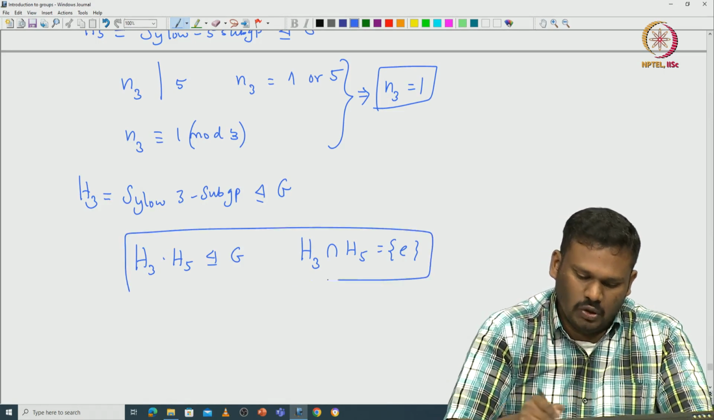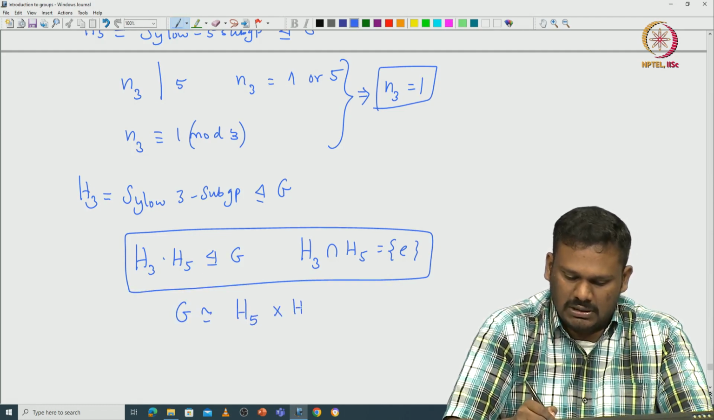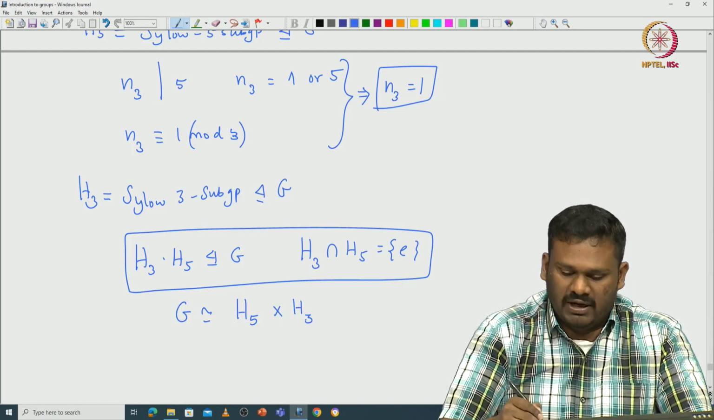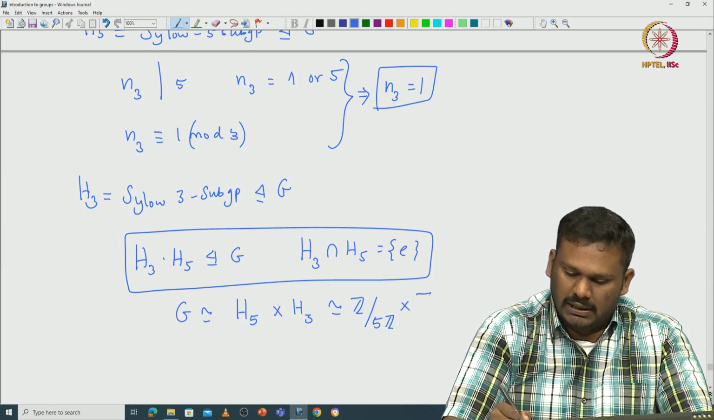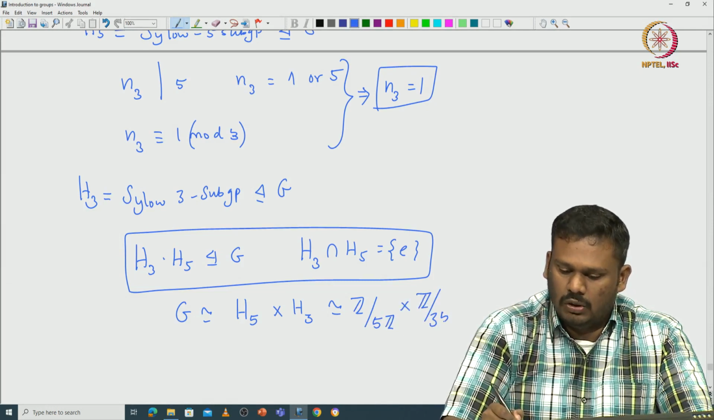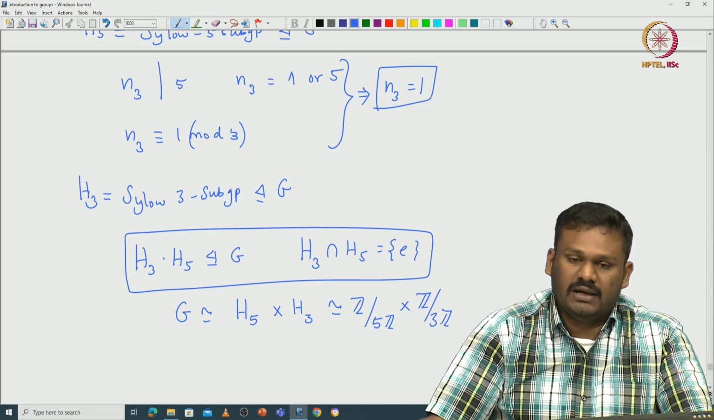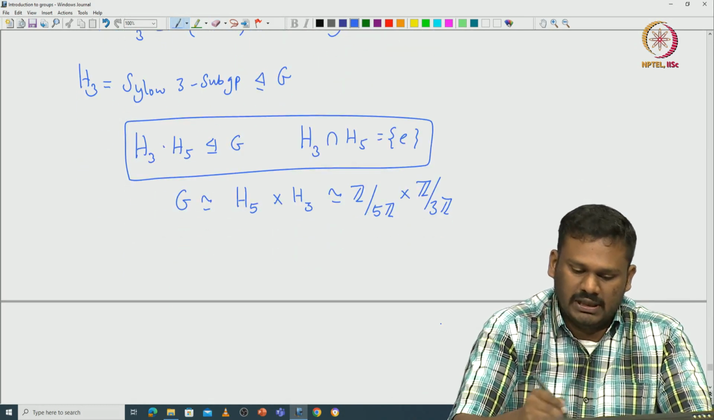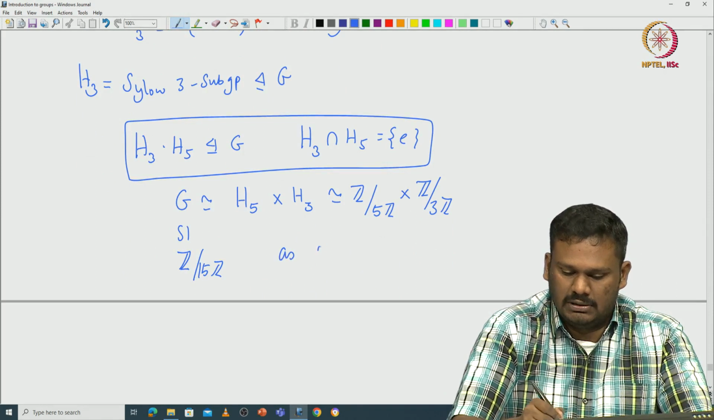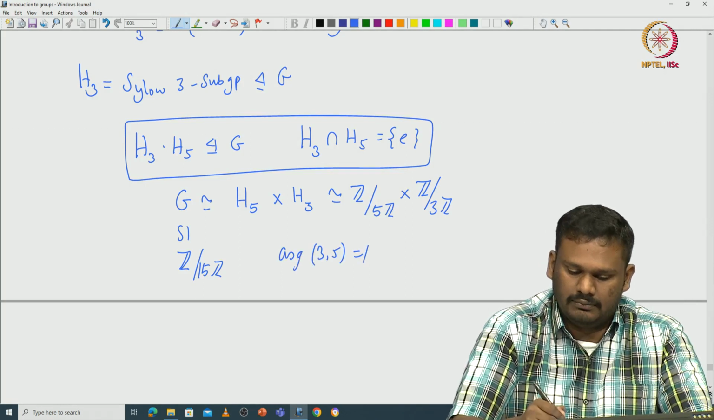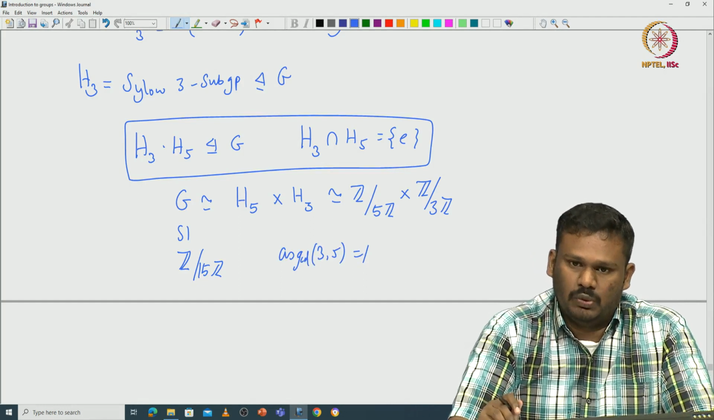So, in this case we know that G must be isomorphic to the direct product of H5 and H3. H5 is isomorphic to Z modulo 5Z because it is cyclic, and H3 is isomorphic to Z modulo 3Z because again it is cyclic of order 3. But 3 and 5 are relatively prime, that forces that G is isomorphic to Z modulo 15Z. That means any group of order 15 must be cyclic. That is what it proves.